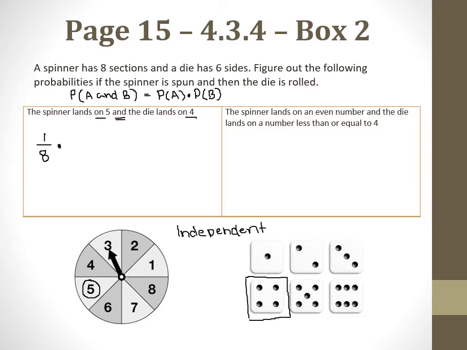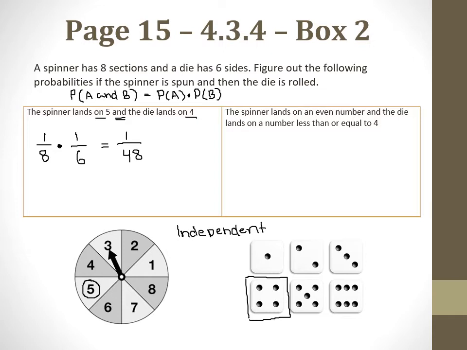So 1 out of 8 multiplied by 1 out of 6. And when you're multiplying fractions, you just multiply across. So 1 times 1 is 1, and 8 times 6 is 48. So the probability that the spinner lands on 5 and the die lands on 4 is 1 out of 48.